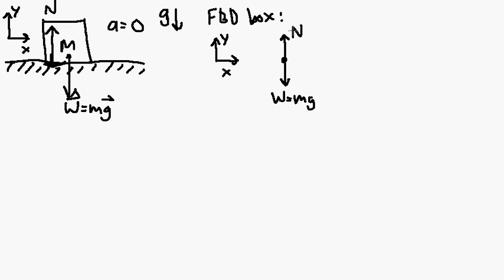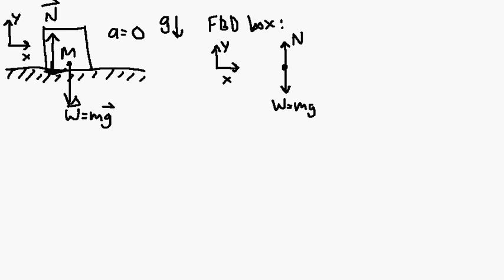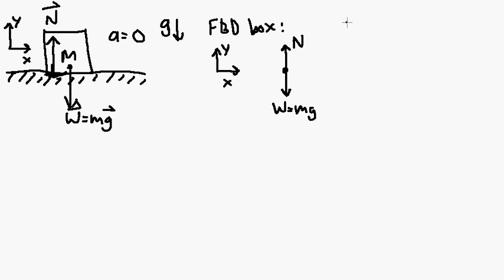Normally the second step would be to break this down into components and do a second free body diagram, but the weight acts straight down along our negative y-axis. Normal force acts in opposition to that, straight up. So we don't really need to, because everything is already in components. They all just have y components. So now we want to write Newton's second law equations. Let's go ahead and do those.